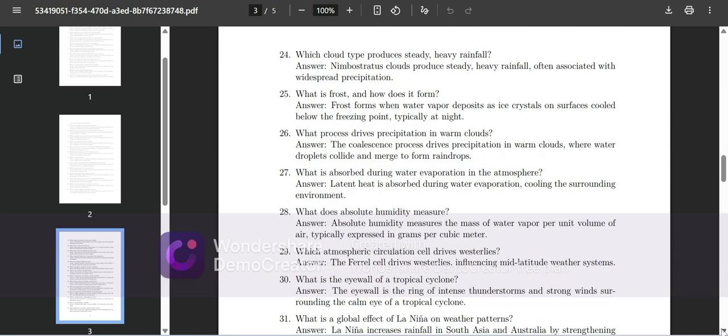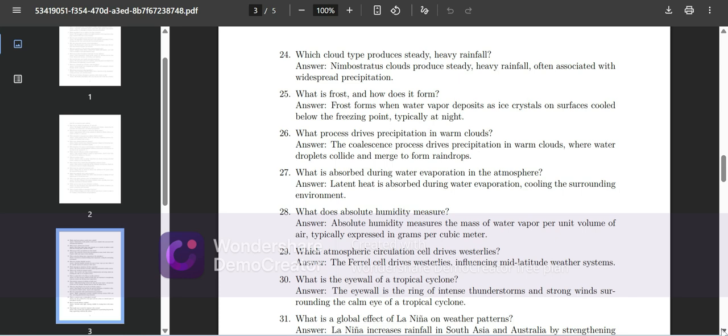Which cloud type produces steady, heavy rainfall? Nimbostratus clouds produce steady, heavy rainfall, often associated with widespread precipitation.